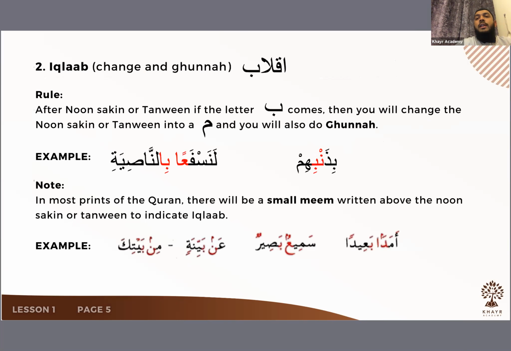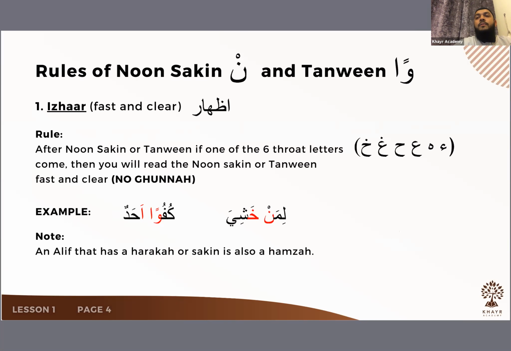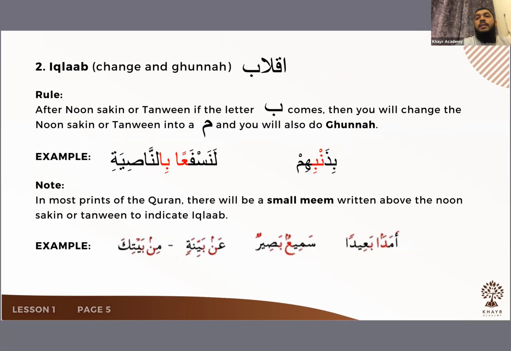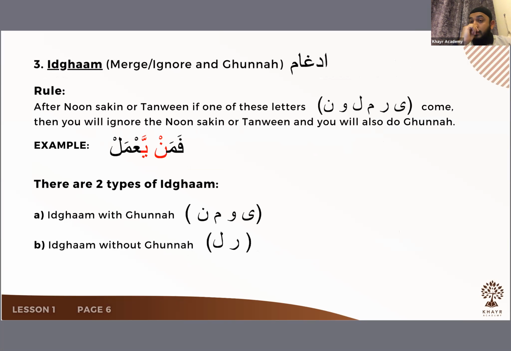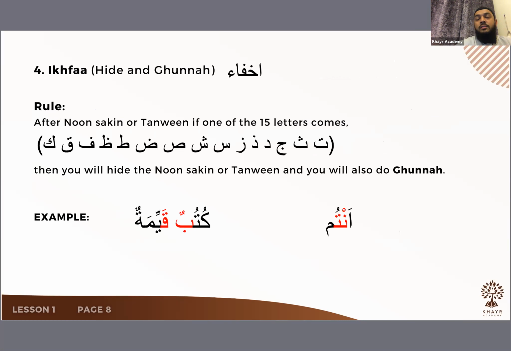So from the 30 letters of the Arabic alphabet, we've done 6 here, we've done 1 here, that's 7 done. So we've got 23 more letters. From 23 letters, if there's 6 here, Idgham has another 6. So we are left with 15, which is in the last rule.